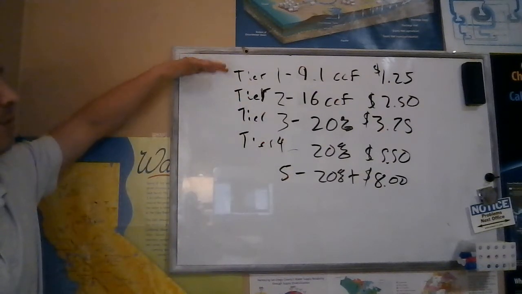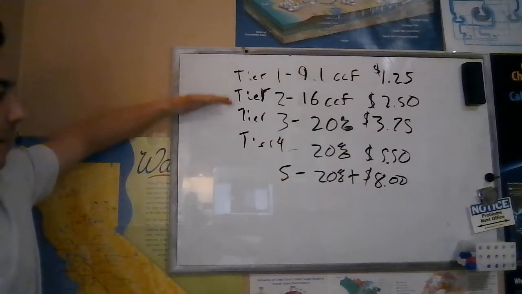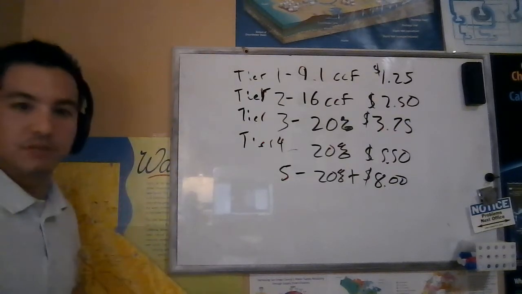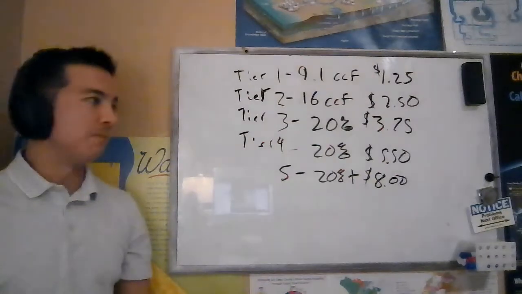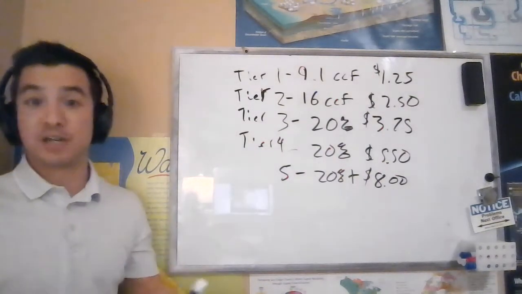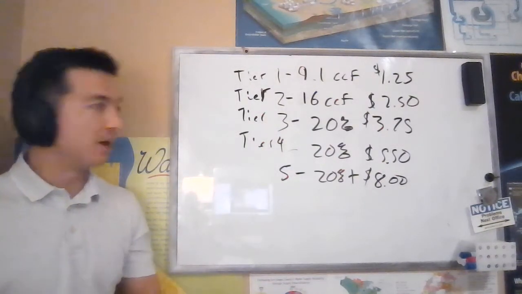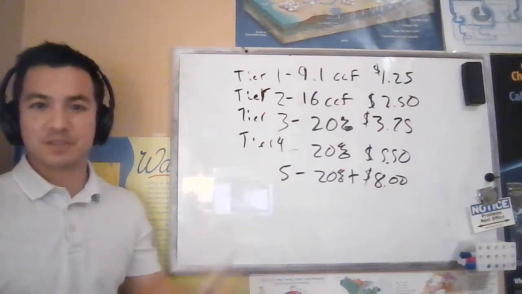So this is the basic structure, and you can imagine now how this structure encourages conservation, encourages you to save water. Some of us want to save water just to save water because we know that it's better for the planet, but the almighty dollar speaks powerfully.